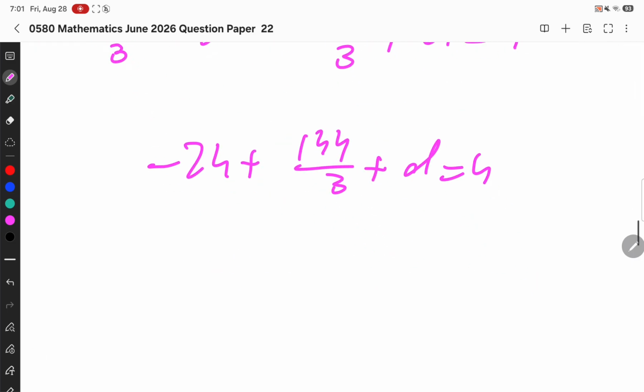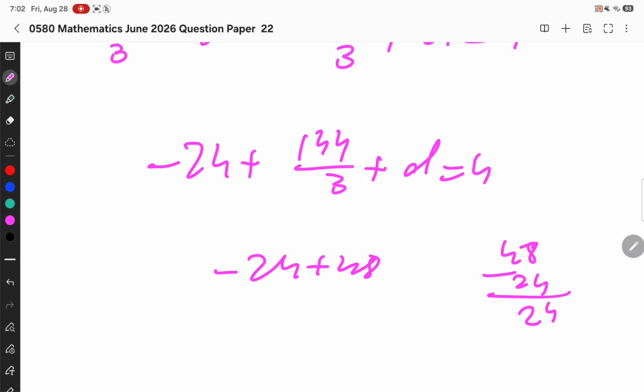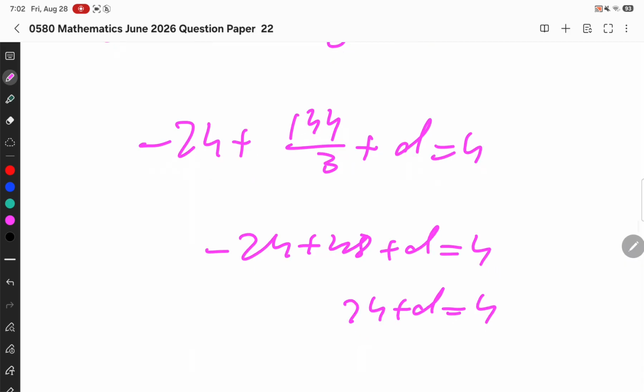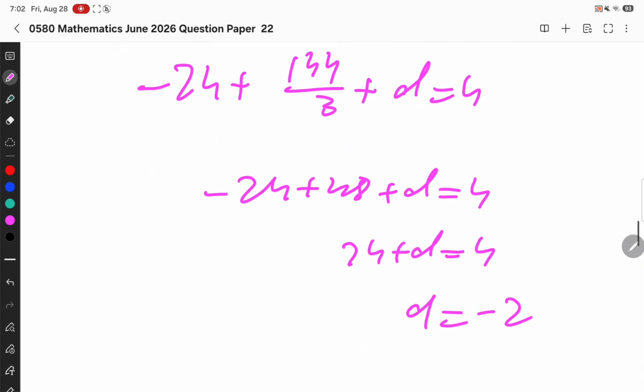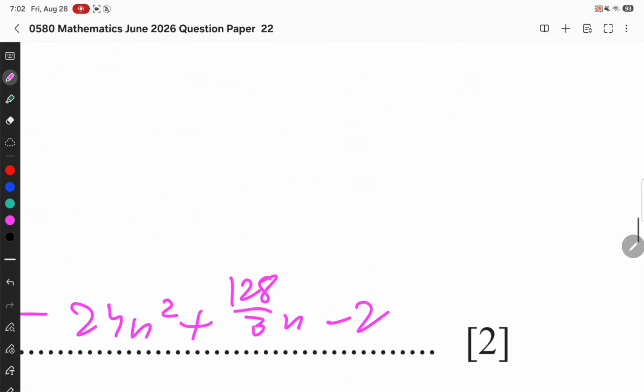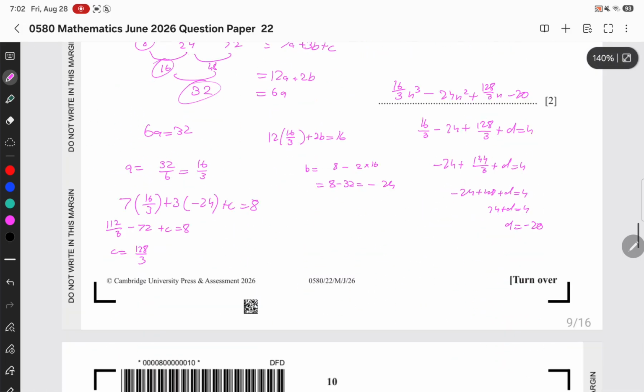What is this? Yes, 12 squared. This is 12 times 12 over 3, which simplifies to 4. 12 times 4 is 48. Negative 24 plus 48, what is this? 24. 24 plus D is equal to 4. So D is equal to negative 20. Nice, and there's our answer.